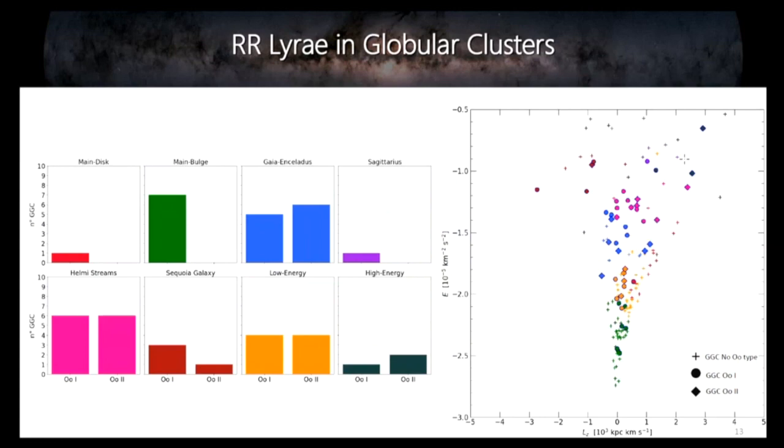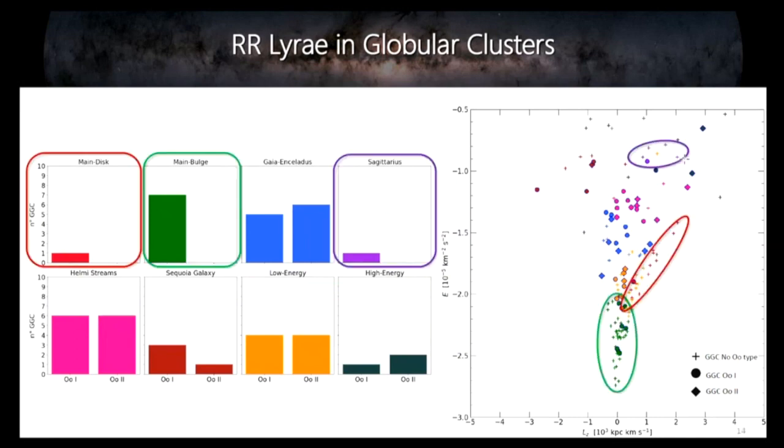For each color, I want to distinguish the different progenitors. First of all, I want to highlight these 3 progenitors, main disk, main bulge, and Sagittarius, where we can distinguish just one type of Oosterhoff, Oosterhoff type 1. But this is not so significant because, of course, in the main disk and Sagittarius, we have just one globular cluster. The main disk and main bulge are the progenitors that occupied the region with the most density in our plot, or the in situ region that we already said.